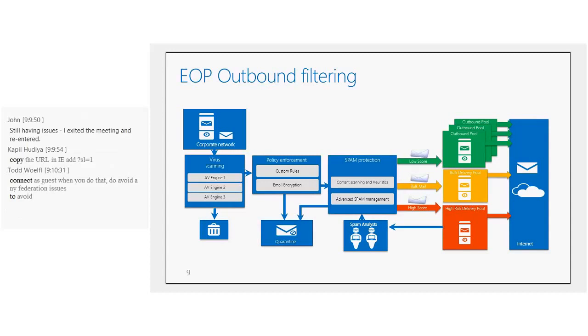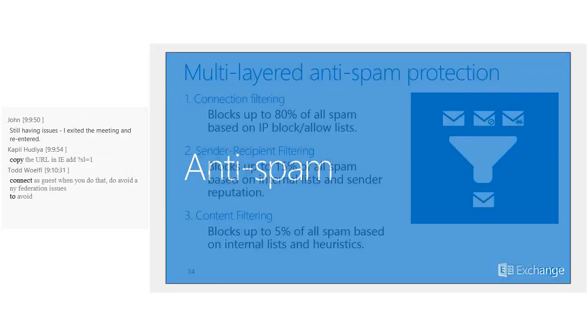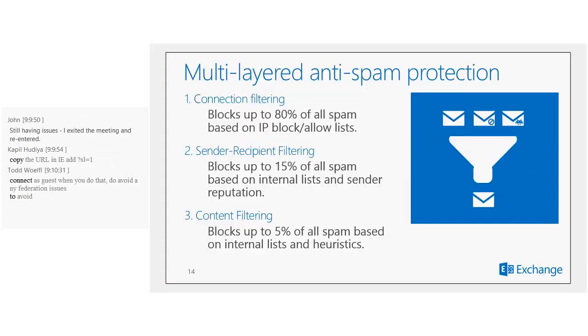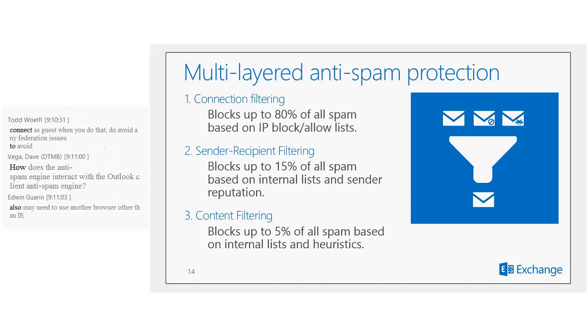All right. So let's talk about the spam. A couple of quick things that I want to cover here. We talked about 99% SLA for spam, and in terms of how we filter the spam, 80% of the spam gets filtered based on the connection filtering level. So based on the IP addresses that you may have set up or allow and block list, we would remove 80% of that spam there.